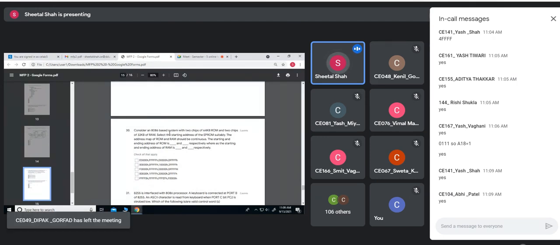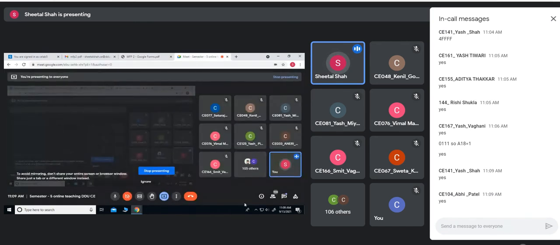Consider an 8086 based system with 2 chips of 64 KB ROM. So here we have 2 chips of 64 kilobytes of ROM, so the total ROM capacity would be 128 kilobytes, and 2 chips of 32 KB of RAM. That means the total capacity of RAM is 64 kilobytes. Select the starting address of the EEPROM suitably. Here it is not explicitly given. If it is not explicitly given, what should be the address of the EEPROM?